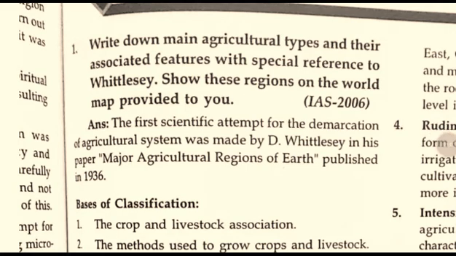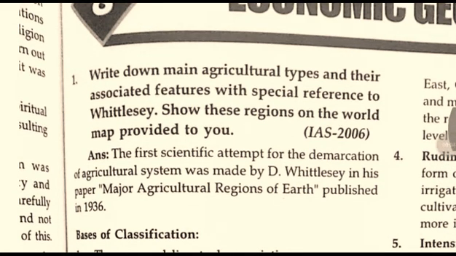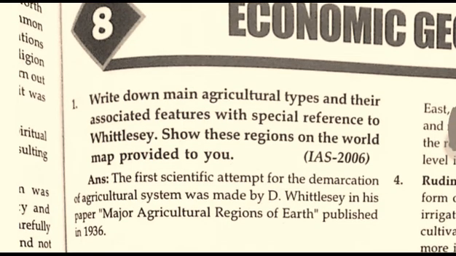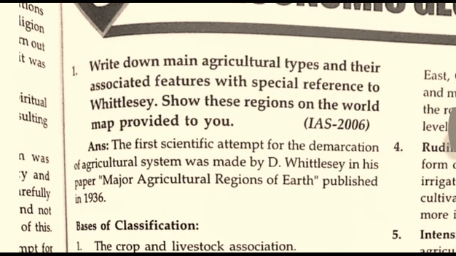So our first question: write down the main agricultural regions and their associated features with special reference to Whittlesey. These regions of the world map are provided to you. So write down the agricultural types mainly given by Whittlesey and some of their features. You can show it on the world map provided to you.